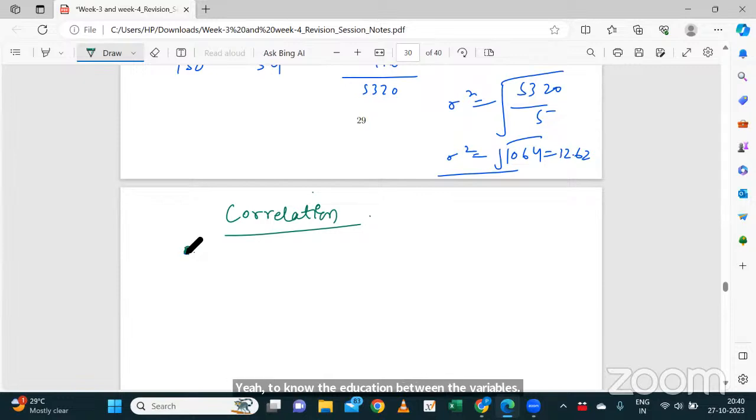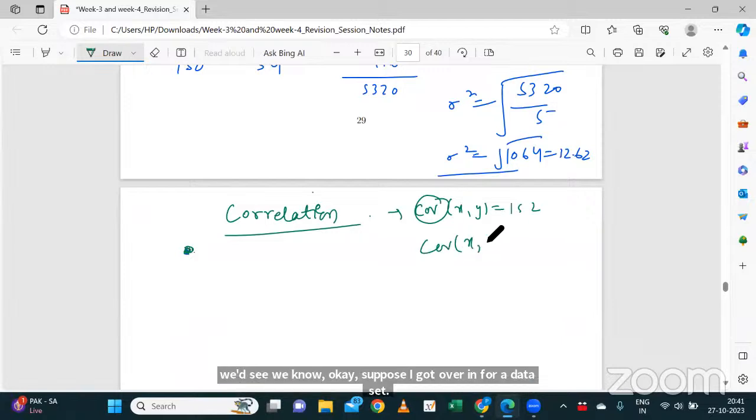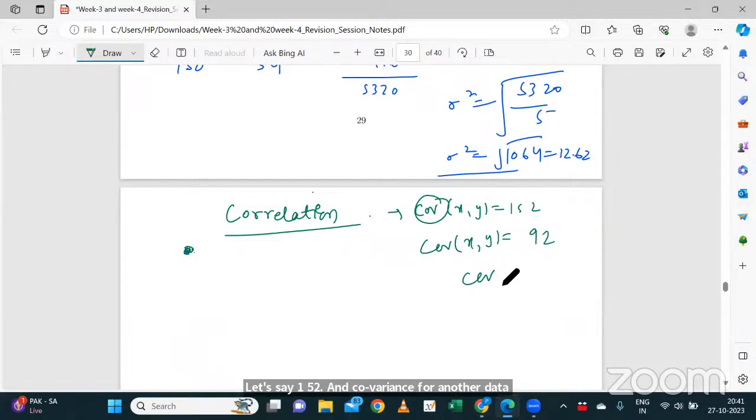Not categorical variables. Correlation is a measureless unit, it is unitless. Covariance basically tells me the association between two numerical variables first of all, and covariance has a unit. Second thing, suppose I got covariance for a data set, let's say 152, and covariance for another data set, let's say 92, another minus 20, and another minus 120.